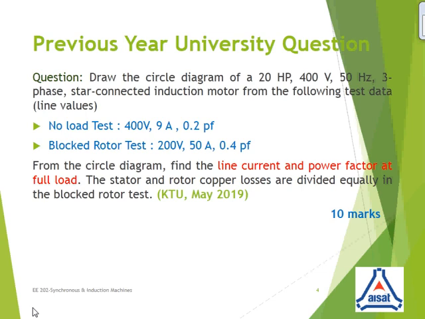From the circle diagram, you are supposed to find the line current and power factor at full load. Given the stator and rotor copper losses are divided equally in the blocked rotor test. This was a question asked for 10 marks, and in the forthcoming session I will explain how the stepwise marks are also awarded during valuation.